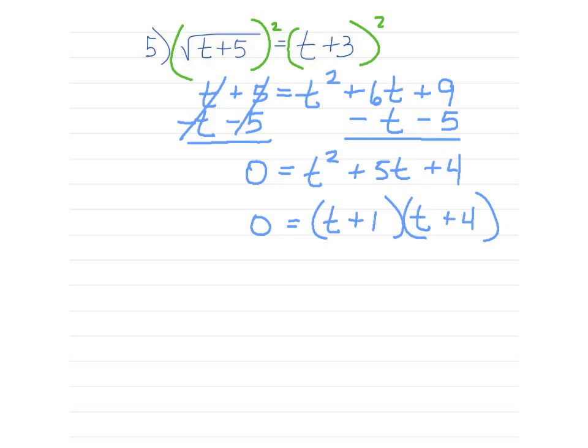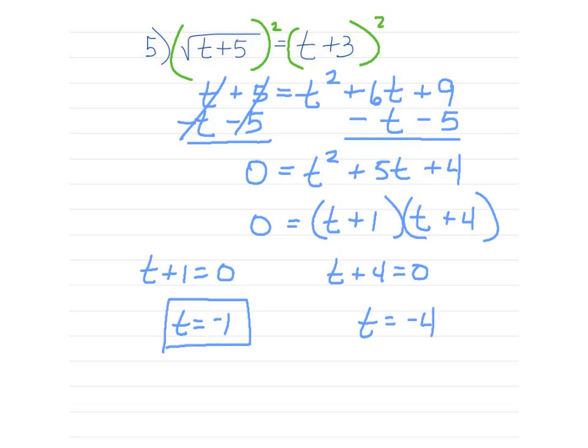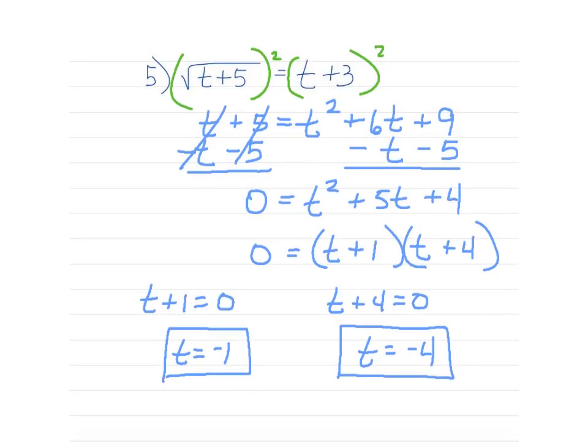And so we have two possible solutions here. T plus 1 equals 0. T plus 4 equals 0. And so in this case, t is negative 1. In this case, t is negative 4. But we know that we need to check both of these to see if one or both are extraneous. Okay, and it is possible that both could be extraneous.